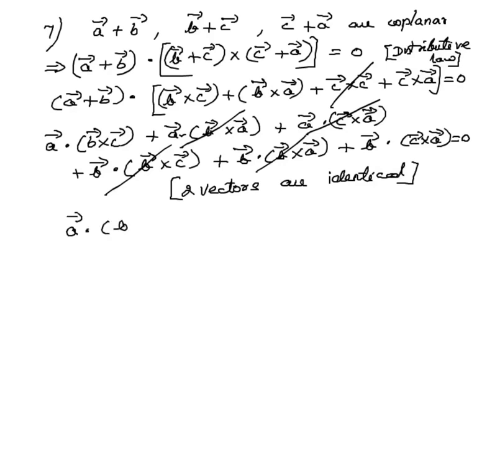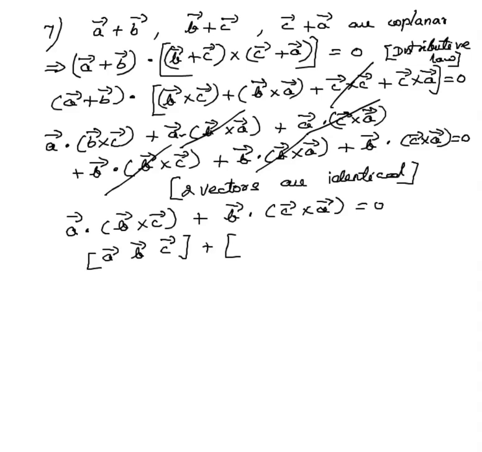Therefore, we are left with two terms, vector A dot vector B cross C plus vector B dot vector C cross A is equal to 0. This is A, B, C. And we know that we can change the vectors in cyclic order in scalar triple product. So A, B, C. Vectors can be changed in cyclic order.